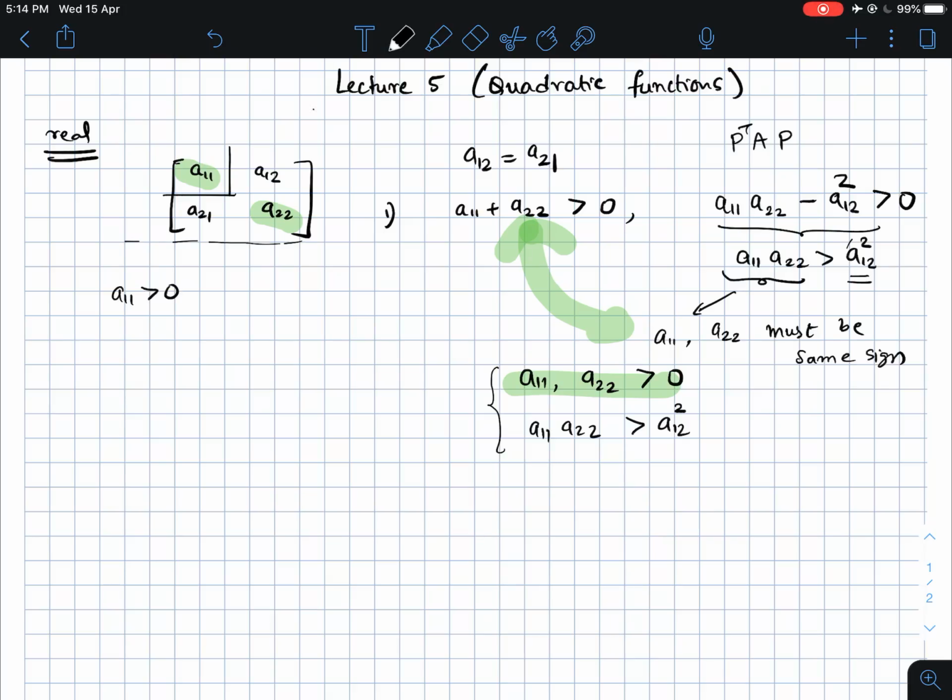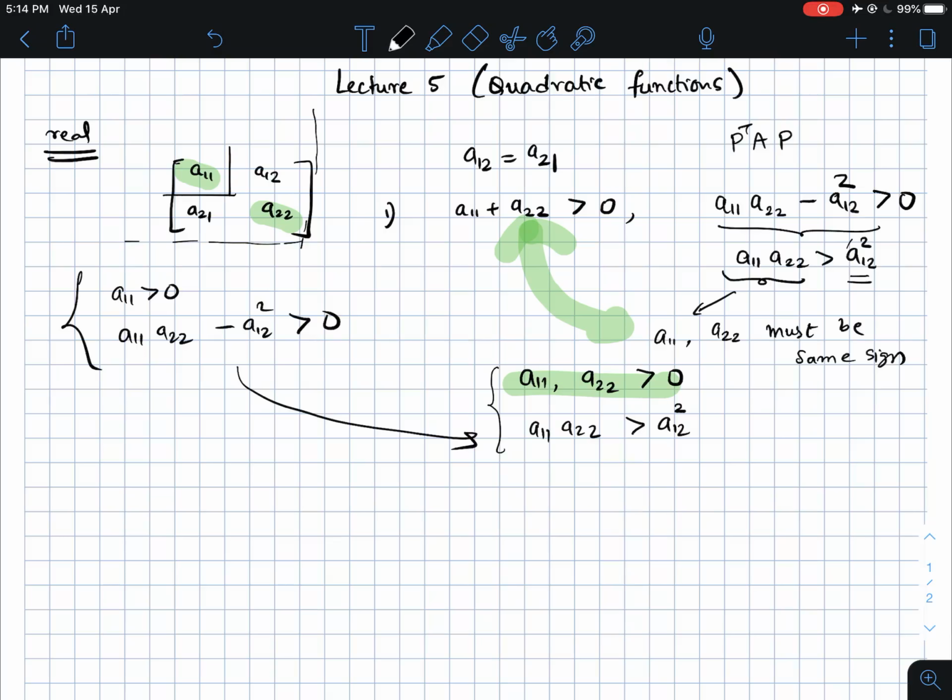And then you will go to this matrix to ensure that this matrix has a positive determinant. That will give you A11 A22 minus A12 squared is positive. Okay, so you'll get exactly the same conditions as here. So this is what it means for a 2 cross 2 matrix to be positive definite.